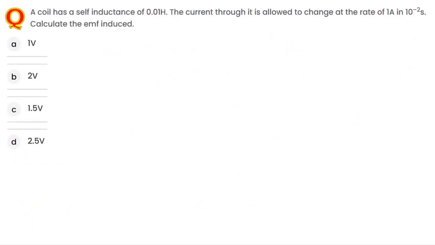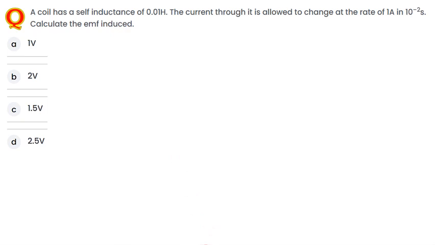Problem again. Problem is on self-induction. A coil has a self-induction of, they have given self-induction L value 0.01 Henry, and the current through it is allowed to change at the rate, that is changing current over time, of 1 ampere per 10 power minus 2 second. Calculate the EMF.